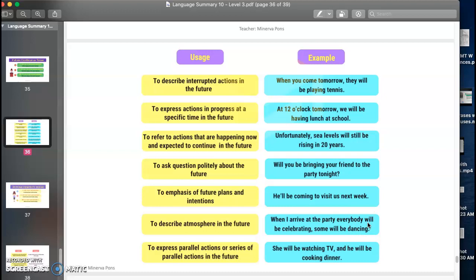Like, hey, you should come to my party. When you come here, everybody will be chilling, everybody will be dancing. So I'm just describing the moment, a future moment. Next, to express parallel actions or a series of parallel actions in the future: She will be watching TV and he will be cooking dinner. So basically two actions happening at the same time.